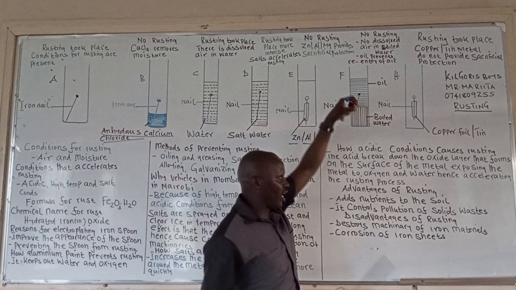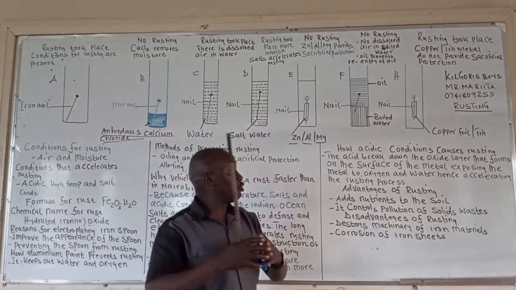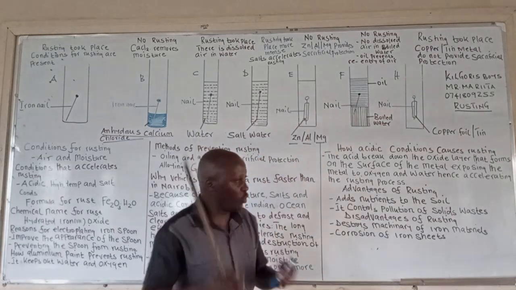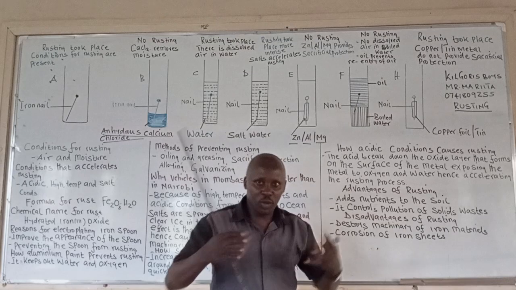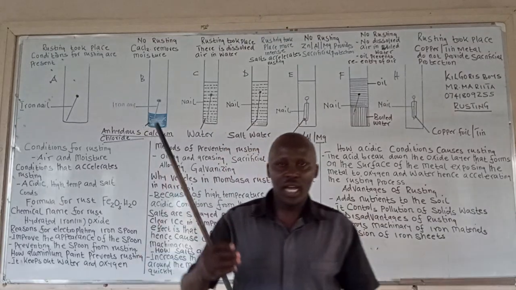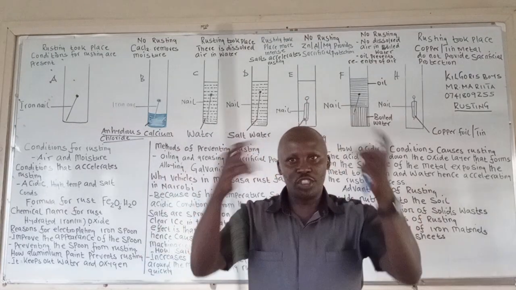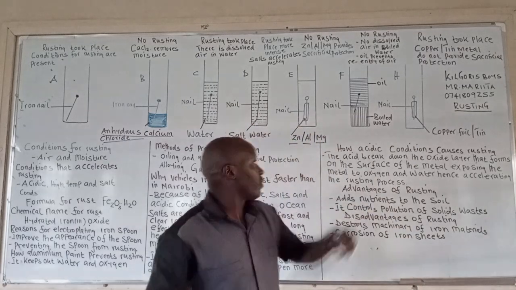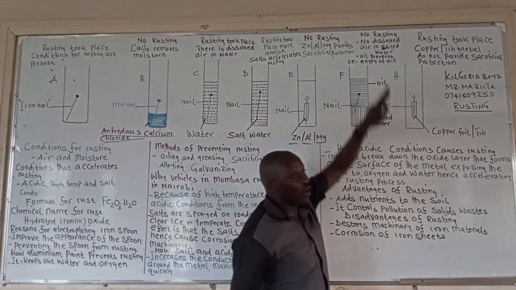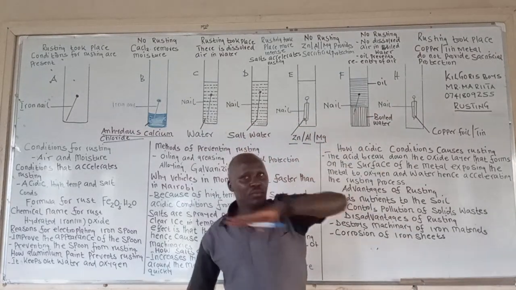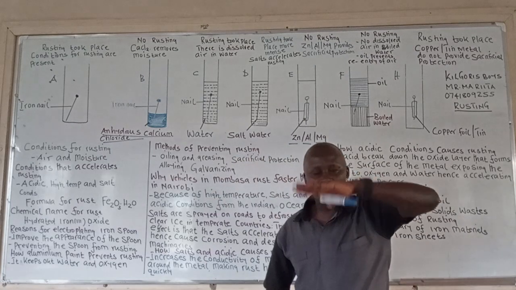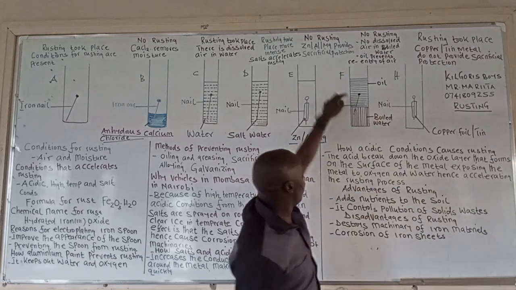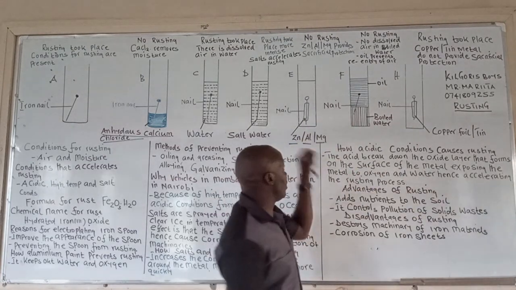In this case, you are supposed to explain well why we have the boiled water. Boiled water drives out the air, a condition required for rusting. Covering it with a layer of oil prevents the entry of air. That means no rusting will take place in test tube F.